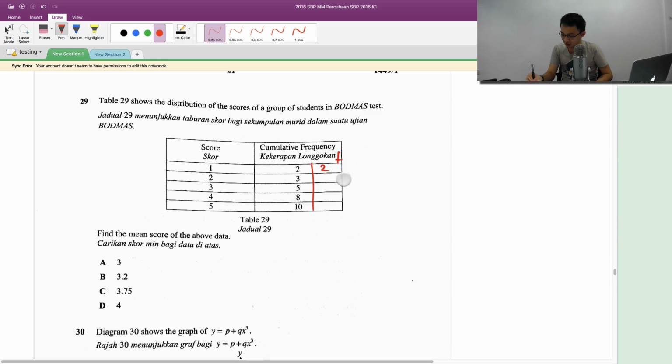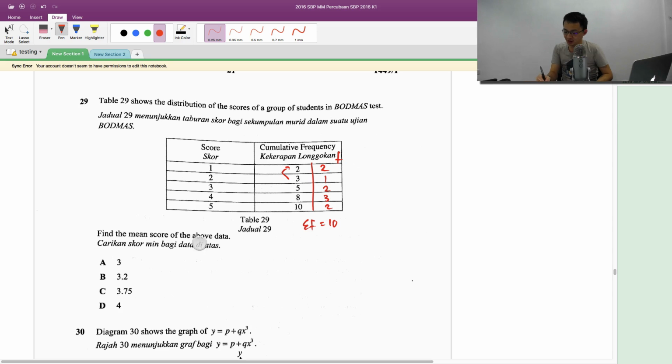So frequency, the first one is 2. Then you use this one minus the first one. So 3 minus 2 is 1. 5 minus 3 is 2. 8 minus 5 is 3. 10 minus 8 is 2. This is frequency. So my frequencies should be 2, 1, 2, 3, 2.